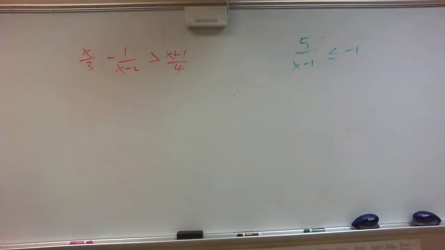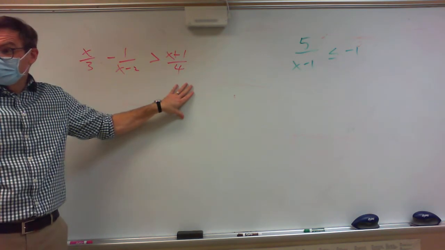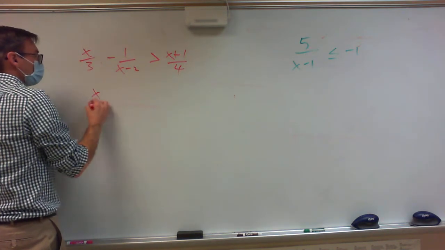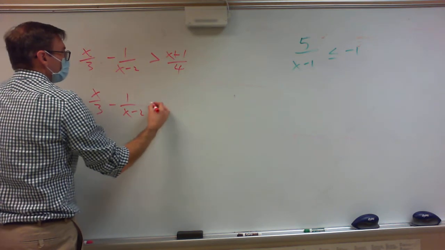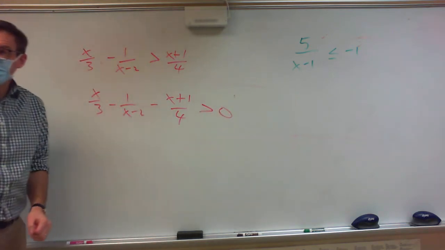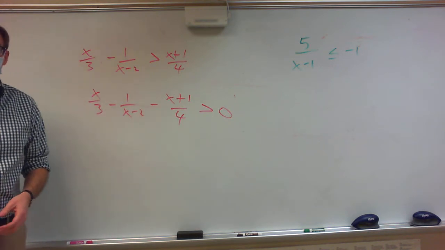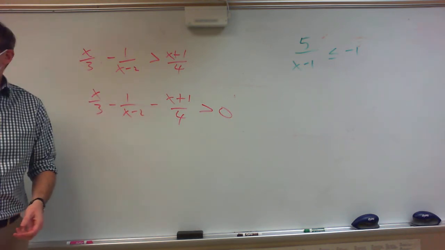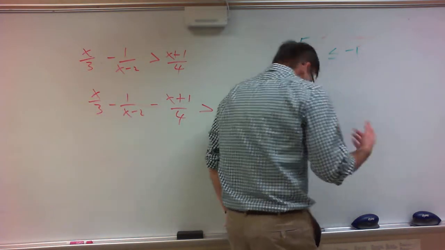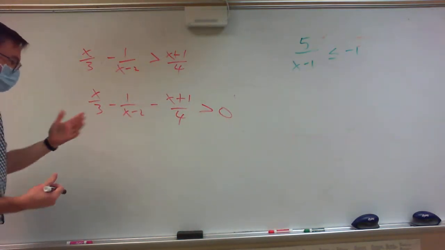So one way is I like seeing one fraction on this side and a 0 on this side, right? Because we know how to handle that. And so what I'm going to do is we'll just move this over. So this is going to give me x over 3 minus 1 over x minus 2 minus x plus 1 over 4 greater than 0, right? And now I'll basically get one big fraction. Get a common denominator, right? That's one way to do this. And in the interest of time, so that I can actually show you the second way, I'm going to go through it quickly. Hopefully correctly, but you know, the same thing.